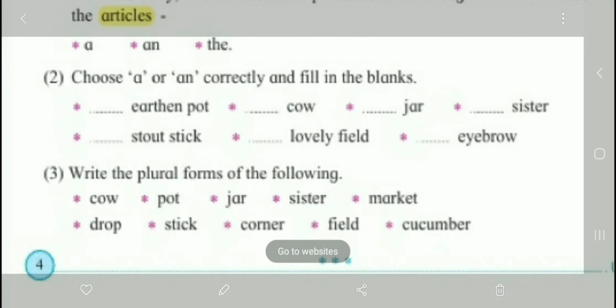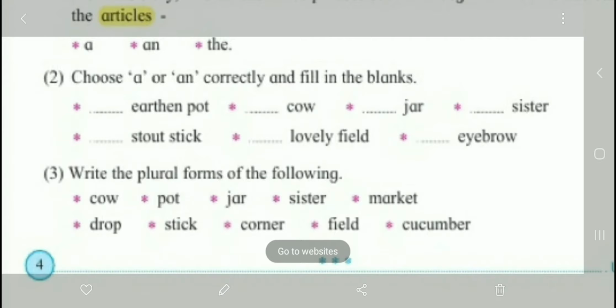Dash stout stick is a. Dash lovely field, it is a lovely field. Dash eyebrows, E is a vowel, so here we will write an eyebrow. Now let us see the plural forms also. In plural forms, what you have to add is S. You have to add it at the end. Cow is given, so we will write cows.